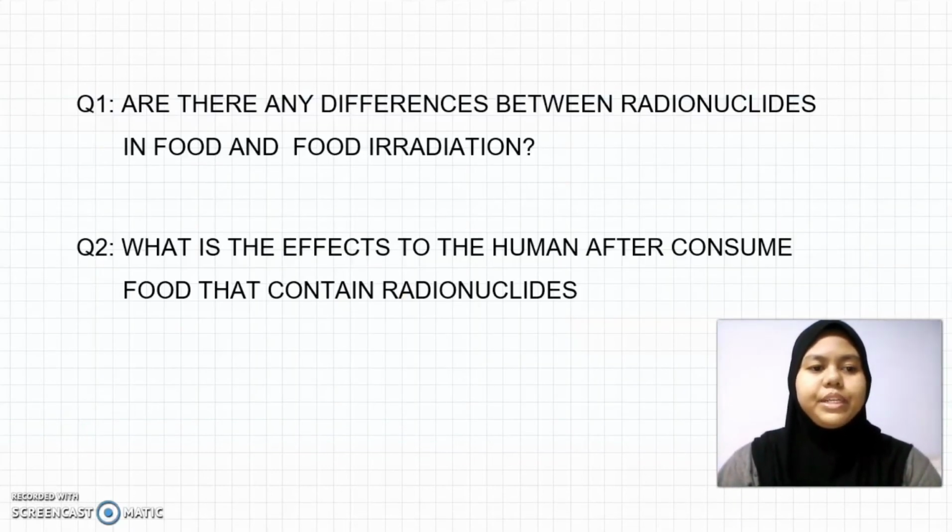Okay, the first question is, are there any differences between radionuclides in food and food irradiation? As we mentioned above, radionuclides in food occur naturally. Meanwhile, food irradiation is a process that uses ionizing radiation to prevent food spoilage and foodborne illness.